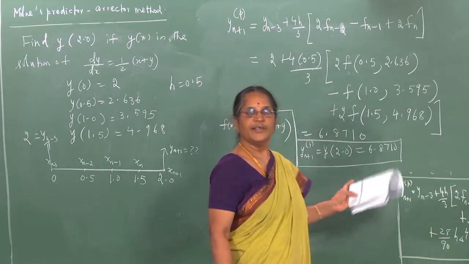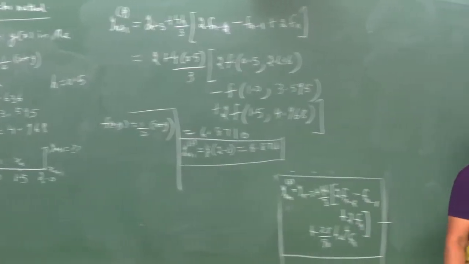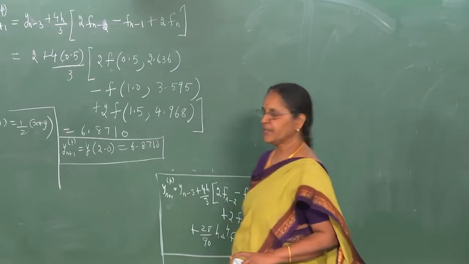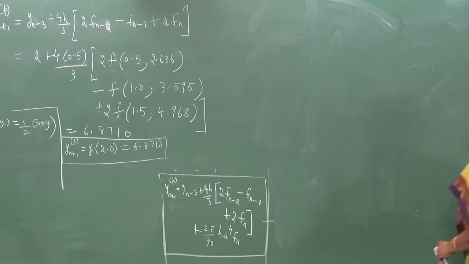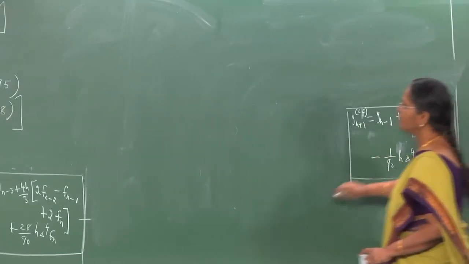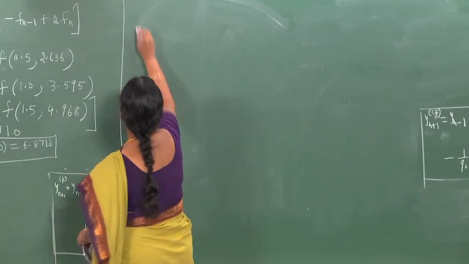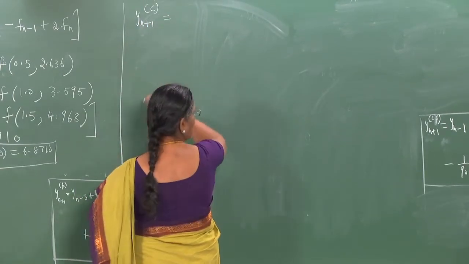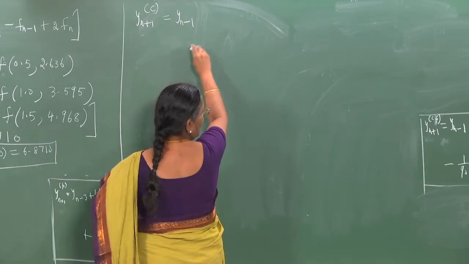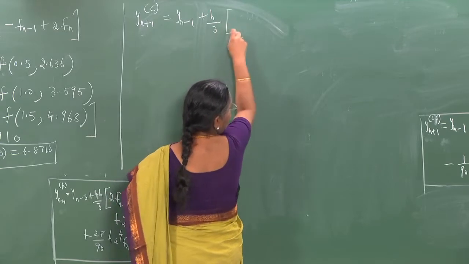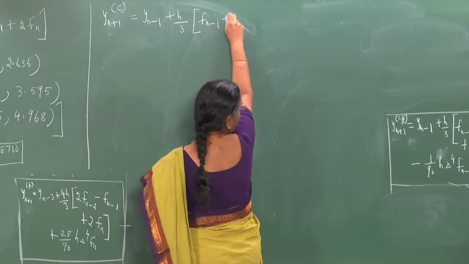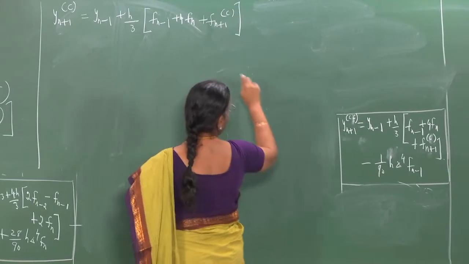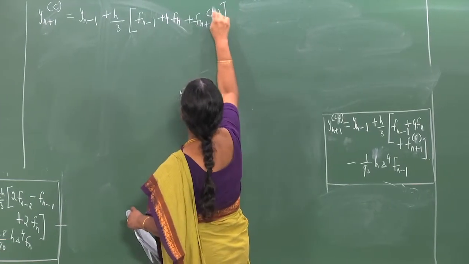But we need to solve the problem using Milne's predictor-corrector method. So, we have a way to correct this solution. How do we do it? We use the corrector method which we have derived. What does the corrector say? It says, if you want to correct the solution at xn plus 1, namely yn plus 1, then the corrected value is yn minus 1 plus h by 3 into fn minus 1 plus 4 fn plus fn plus 1 predicted value.